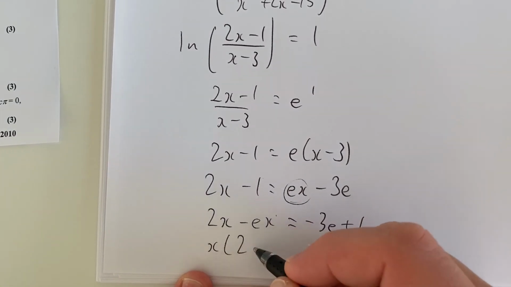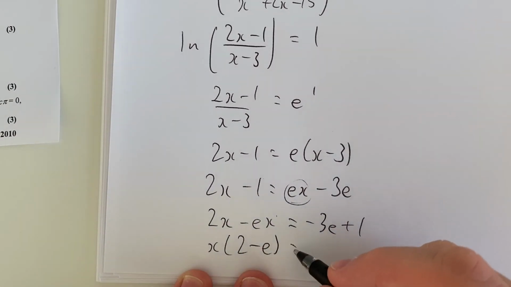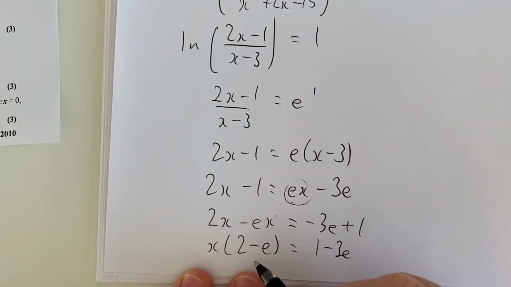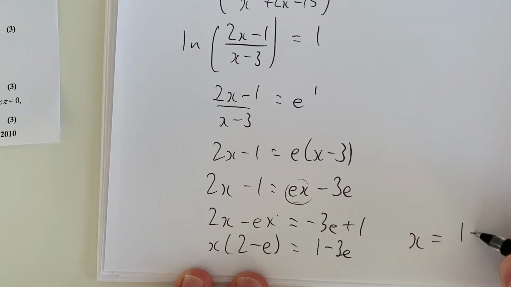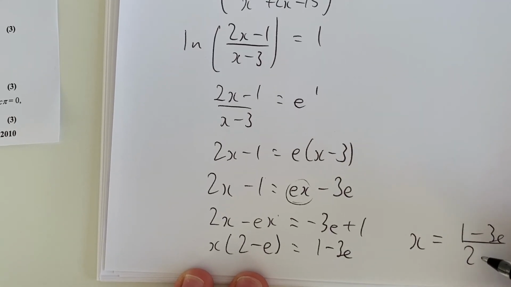And if you factorise out the x, you can say that x is equal to 1 minus 3e over 2 minus e.